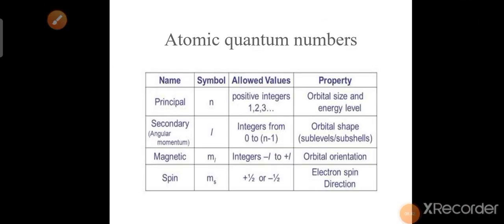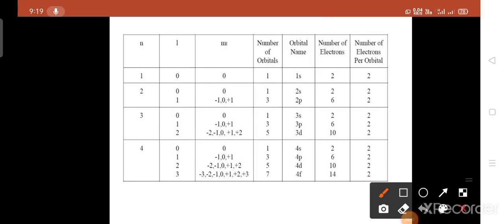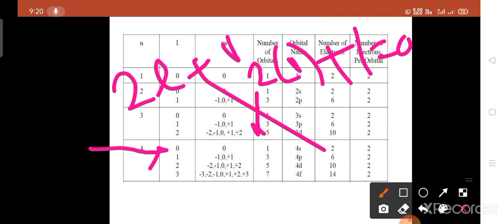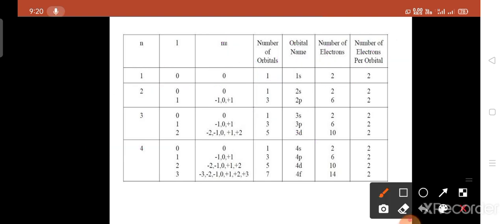Means what? If the value of the azimuthal quantum number is 0, then there is an s subshell, and the corresponding number of orbitals is 1, because we can find the number of orbitals by using the formula 2L plus 1. 2 into 0 plus 1 is equal to 1. Means, the number of orbitals for n is equal to 4 and L is equal to 0 is 1.